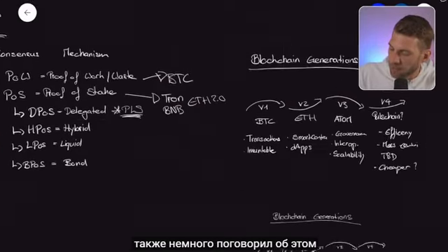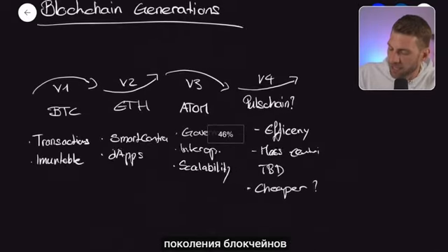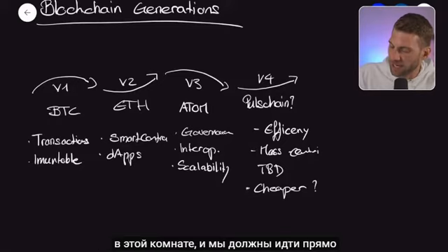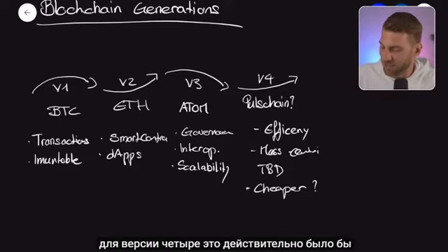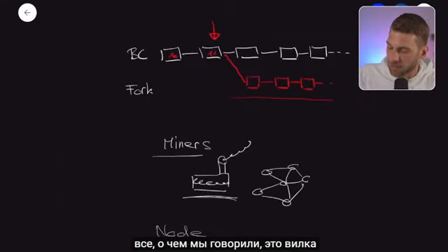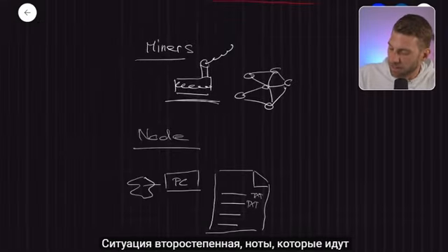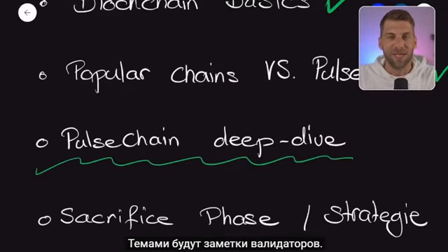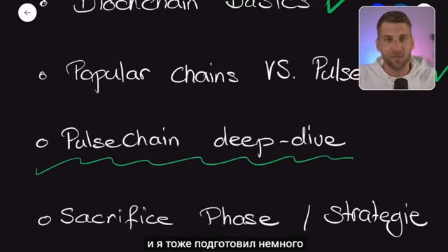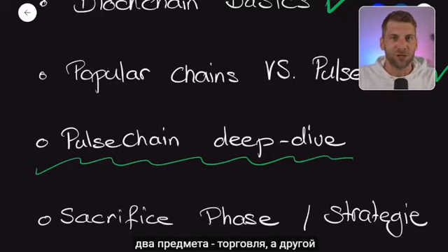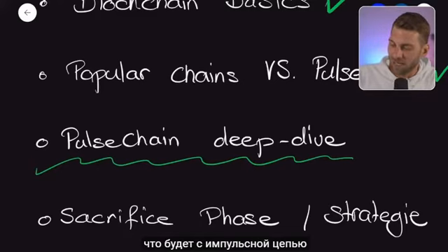We talked also a little bit about the blockchain generations. We can see that we are really evolving in this space, and we should go directly to version 4. This would be really great for pulse chain, so we are really going further than everything. We also talked about a fork situation, the miners, the nodes. This will all come together again, and some other topics will be the nodes, the validators, and I also prepared a little bit of the topics for the wallets. And then the big two topics will be the trading and the bridging stuff, which will go on the pulse chain. So let's start first.